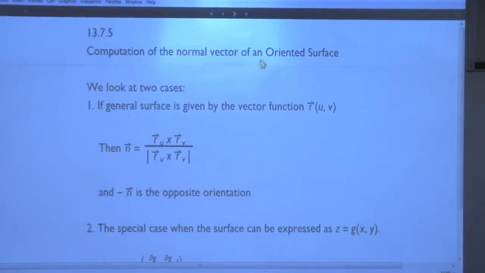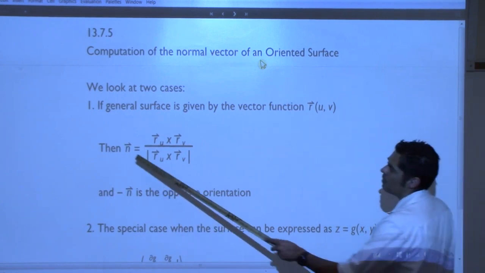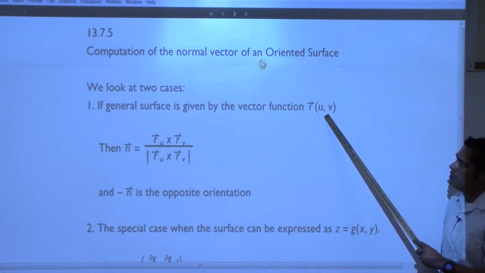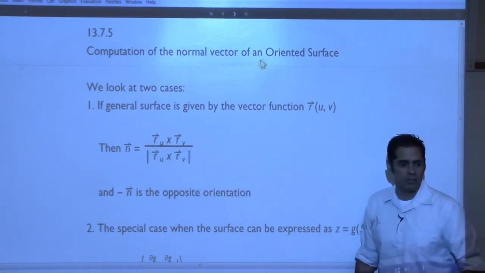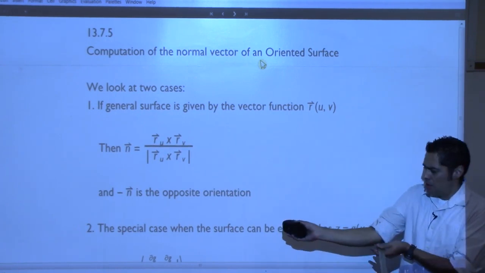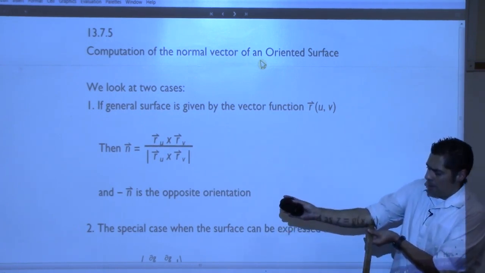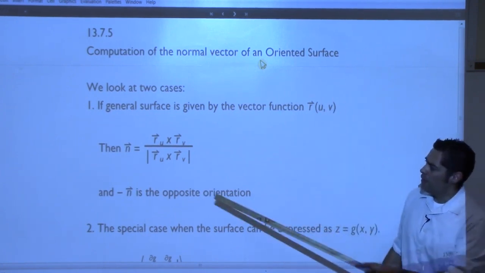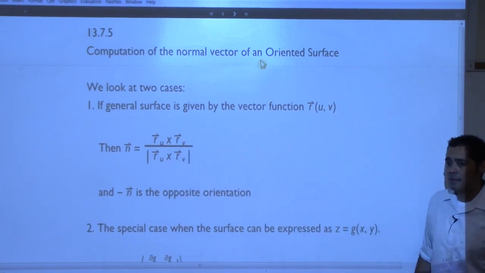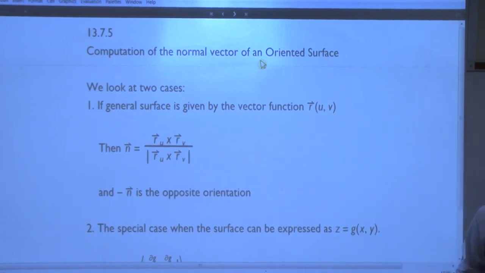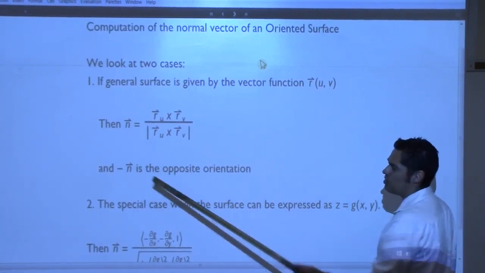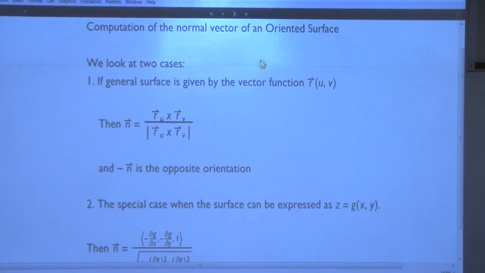So how do we compute the normal vector of an oriented surface? Well, we've done this before. If the surface is given by a vector function, right? Then if we did the cross product of the partials, we did that on the sphere, cross product of those partials gave us a vector pointing out, which is what we use to find the equation of the plane. If we then divide that by its own length, it's a unit normal vector, isn't it? Yeah? If you take the negative of this vector, it's just going to point in the opposite direction. Okay?